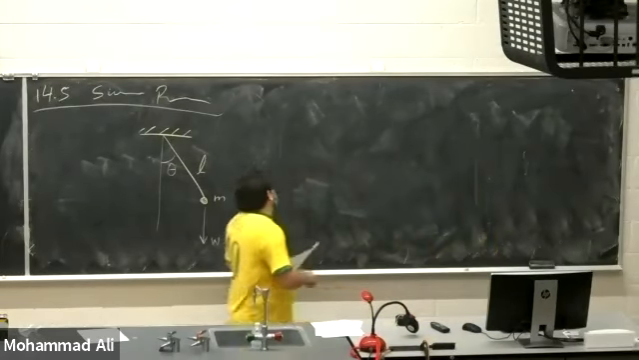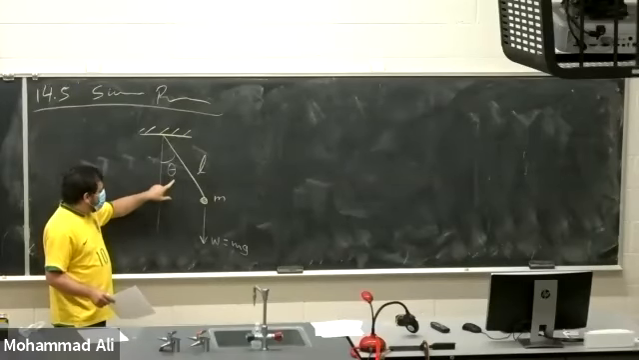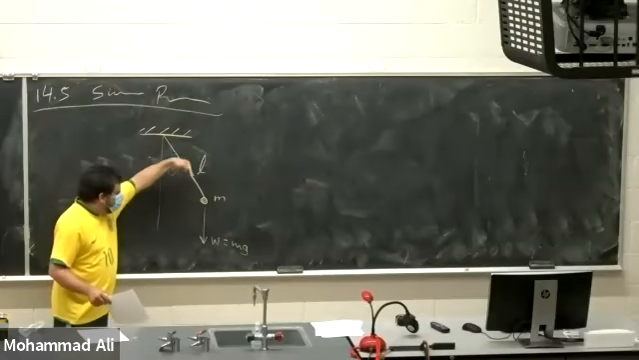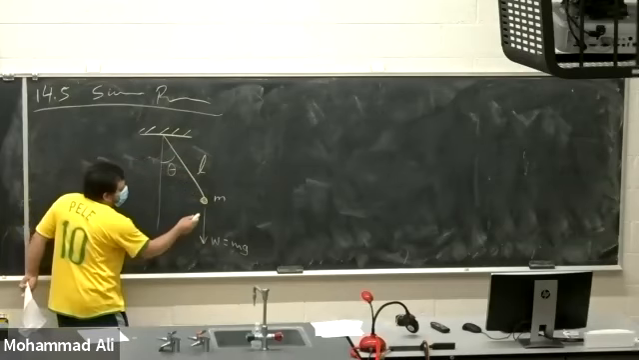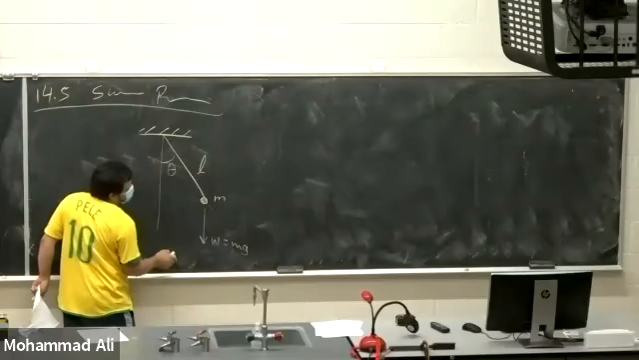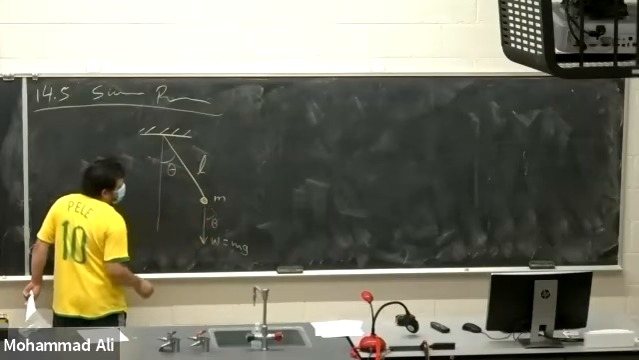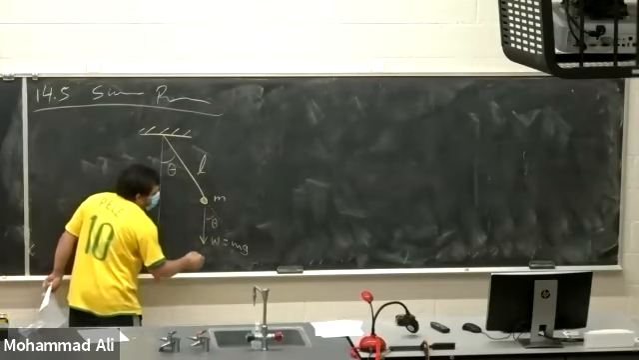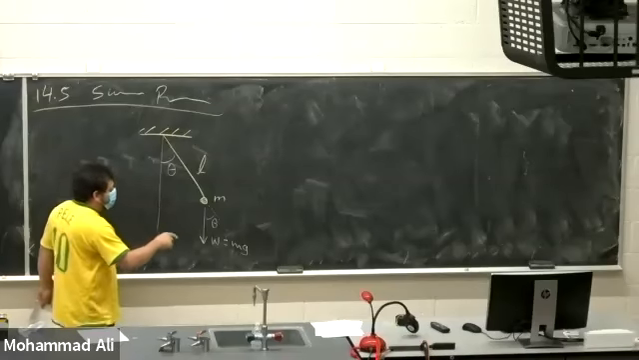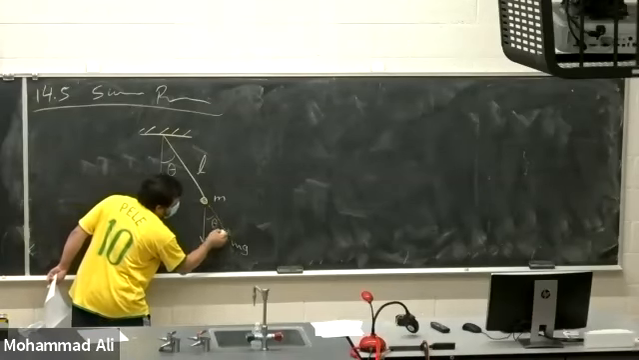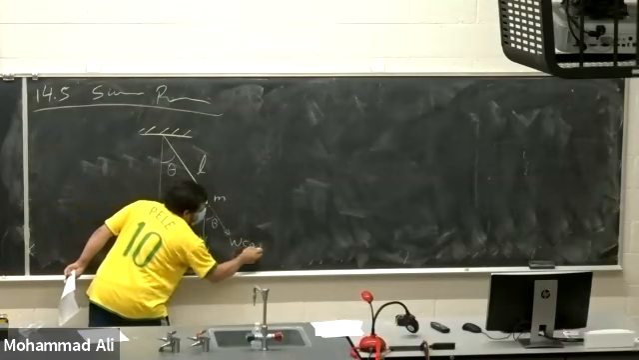Okay. Again, this is our simple pendulum. We have a mass, the angle theta, the weight downward, and the length of the pendulum is L. Now, again, if we take the extension of this length, this is theta again. The weight can be decomposed into two components. One of them is in this direction, which is weight cosine theta.